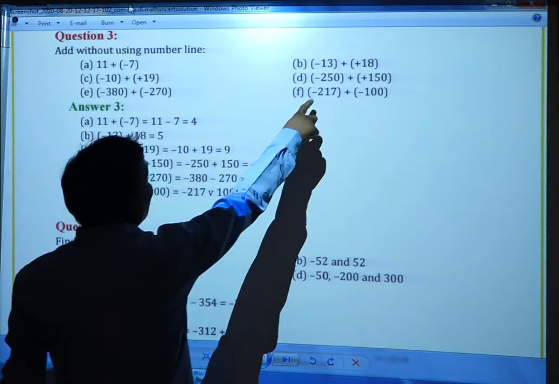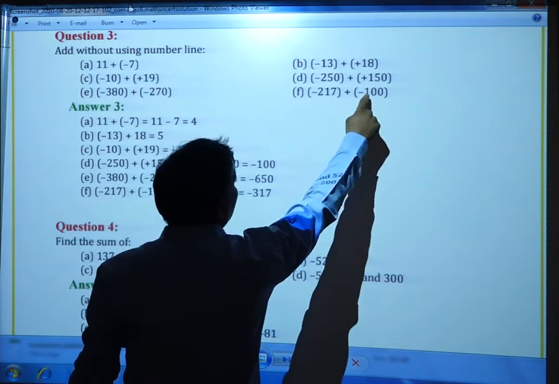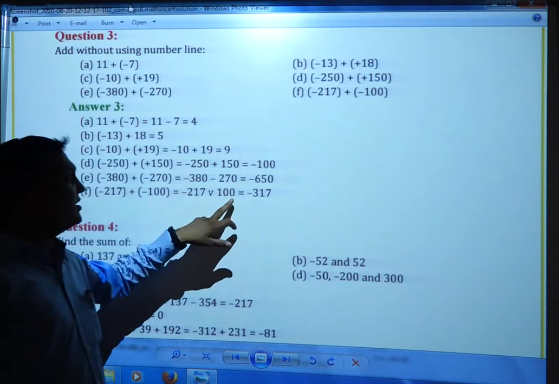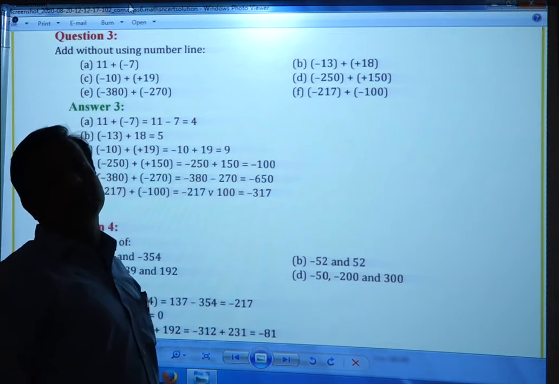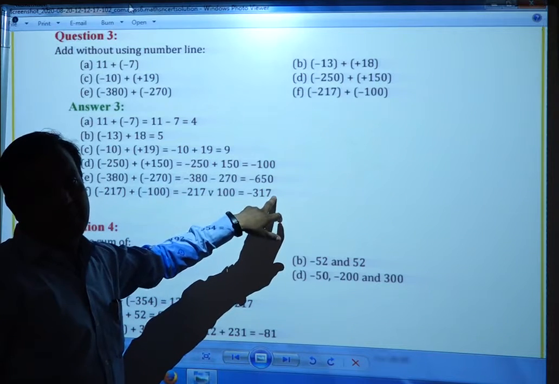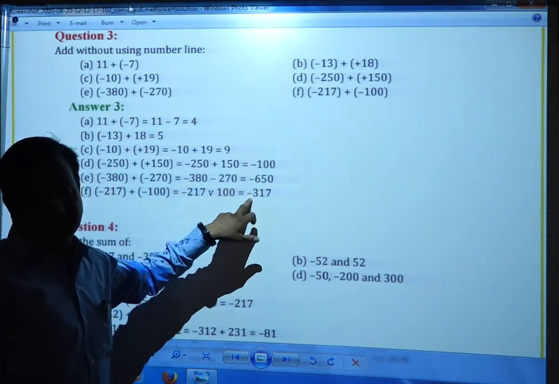Next, minus 217 plus minus 100. Again, both numbers are minus. Minus 217 and minus 100. So when both are minus, what you have to do? You have to do plus. 217 plus 100, 317. Right? You have to put a minus sign.